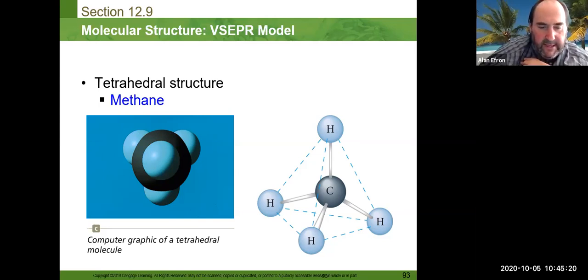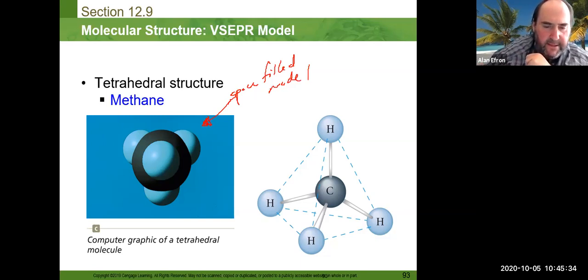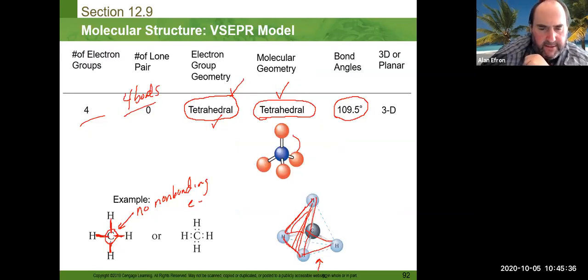I think there was a question last time. This is what is sometimes referred to as a space-filling model, usually a computer-generated model. And I think somebody asked the other day as well, this is sometimes referred to as a ball and stick model.